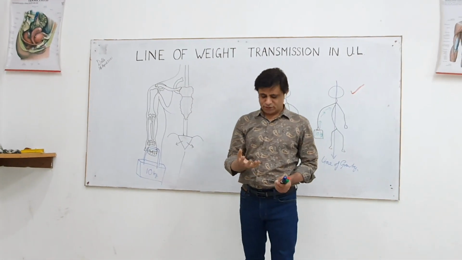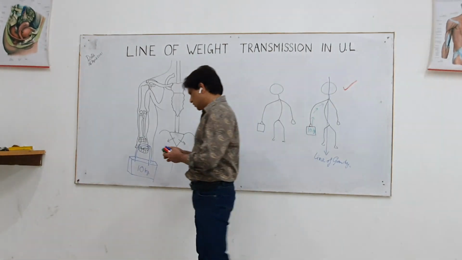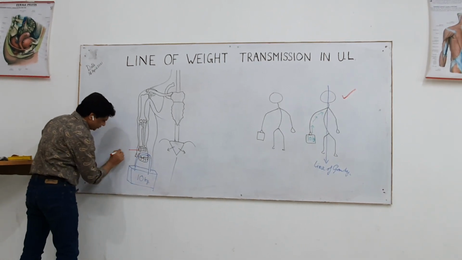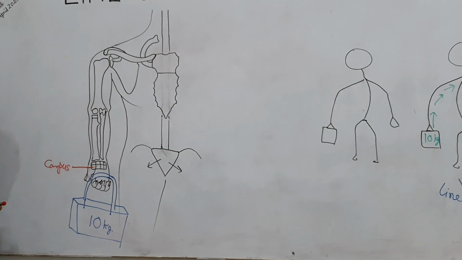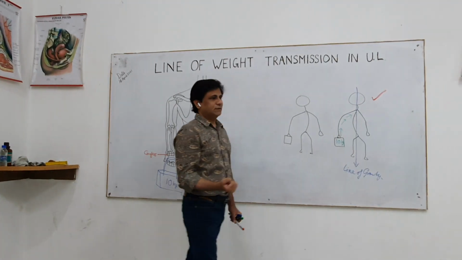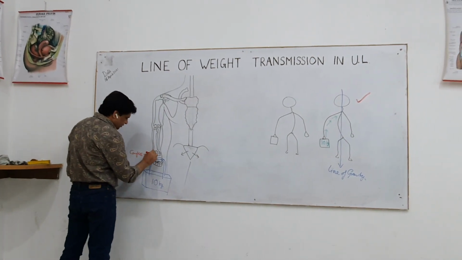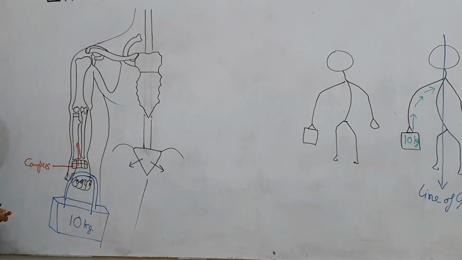When you are lifting a weight, that weight is initially taken up by the carpus, the manus and the carpus. Initially the weight is shared to the carpus. Carpus is the wrist made up of all the carpal bones. So weight is taken up by the carpus initially, and then from the carpus, this weight will be shared to the radius.